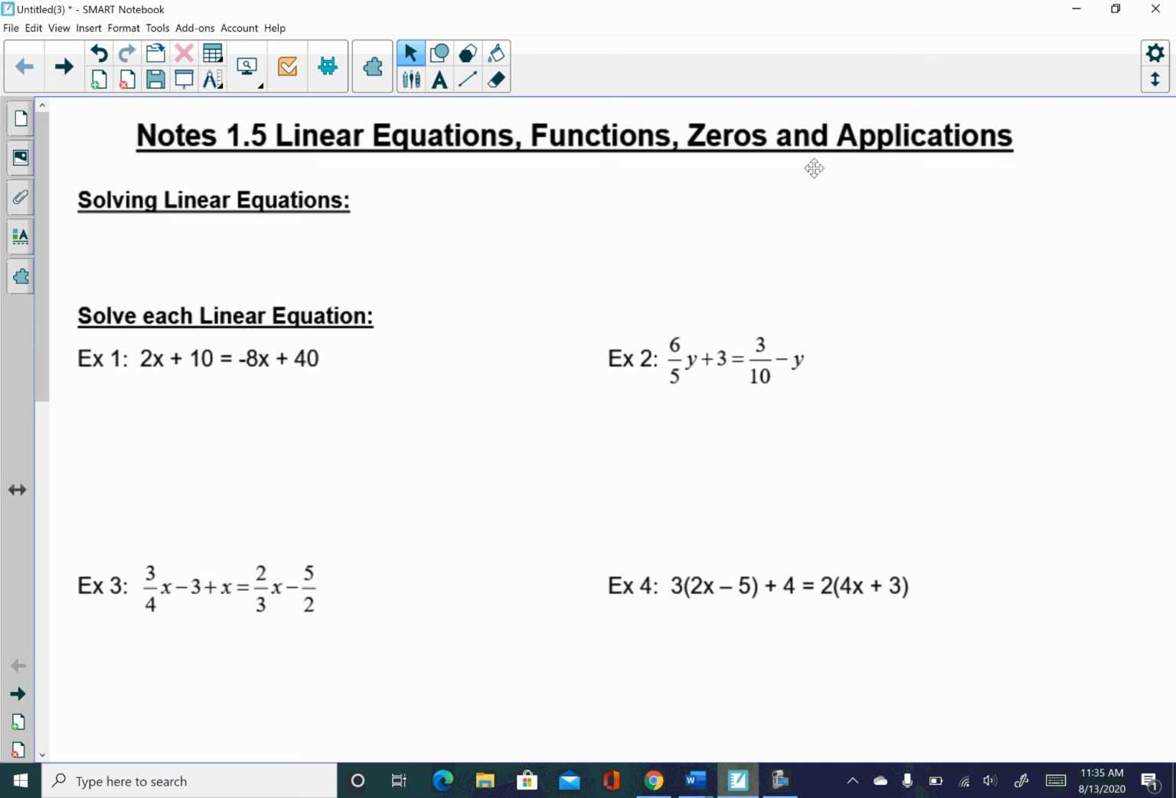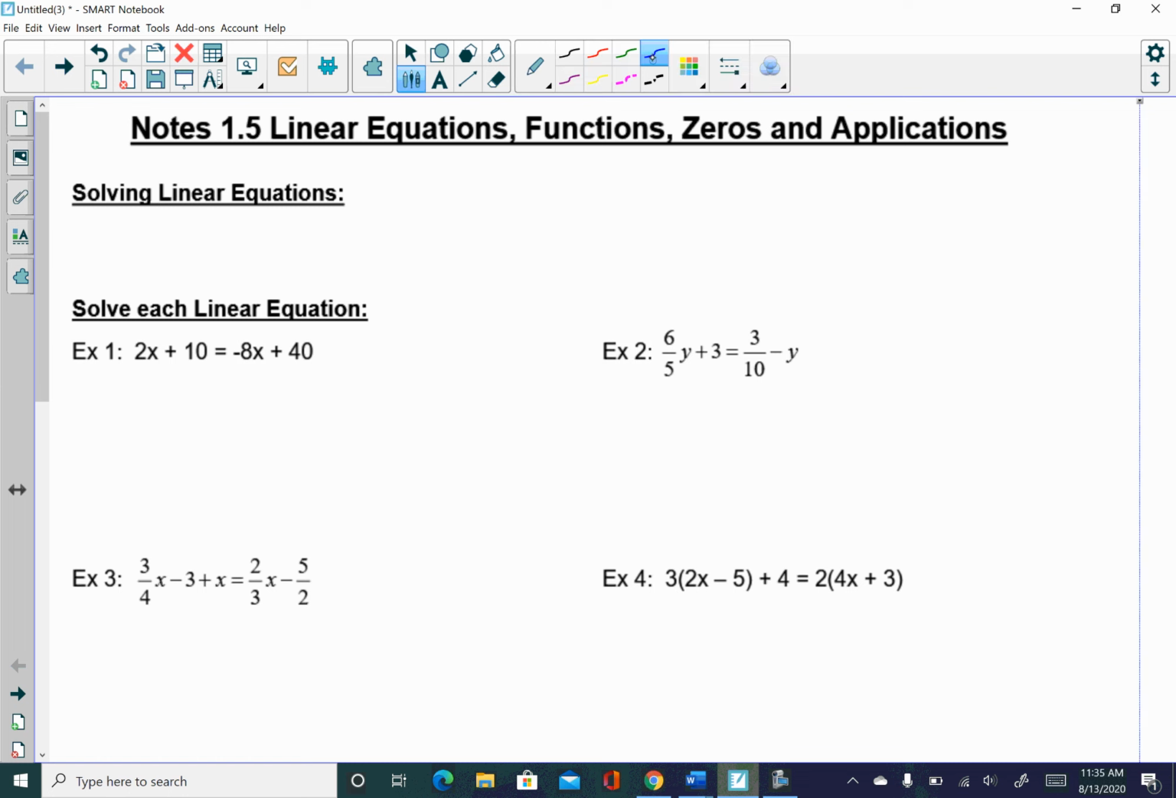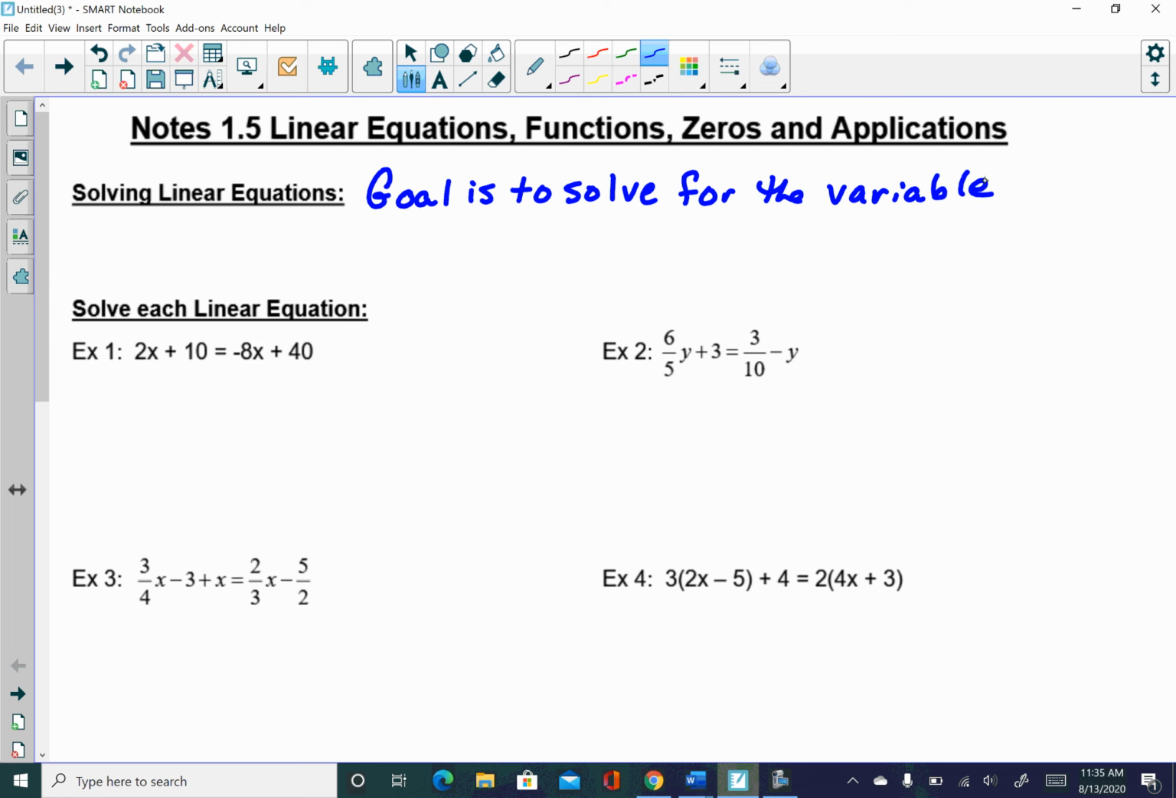I'm sure that you already have some familiarity with solving linear equations, and hopefully you recall that when you're solving a linear equation, your goal is to solve for the variable, and the variable is just a letter. Our goal is to solve for the variable. And like I said, that variable is just a letter. In most cases it's an X, but a lot of times it can be Y, B, C, D, whatever letter is used.